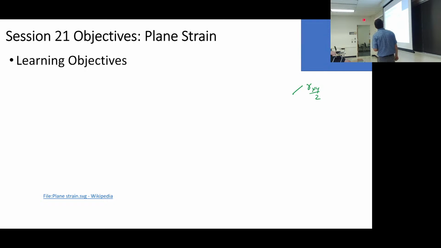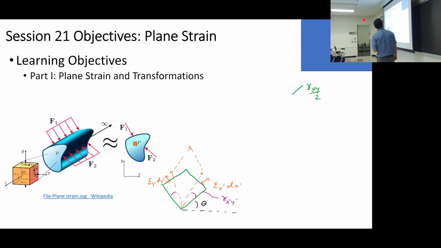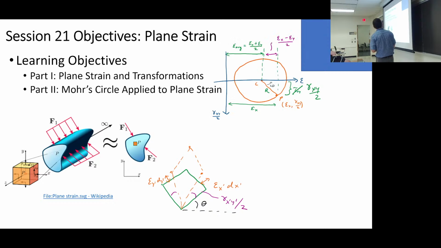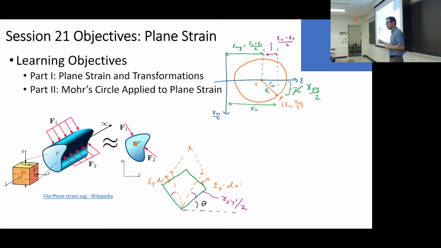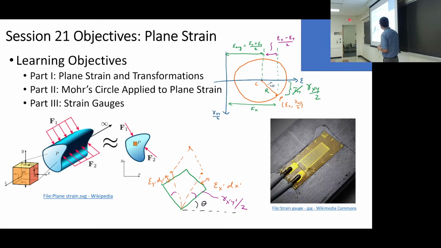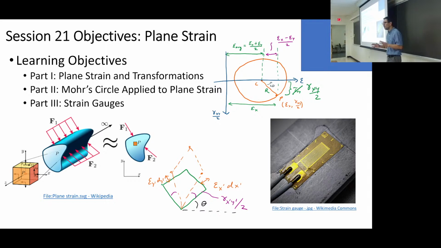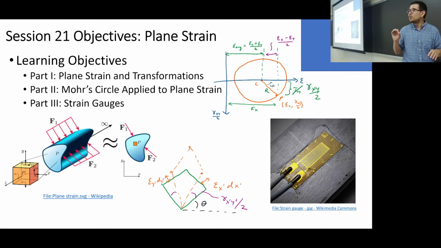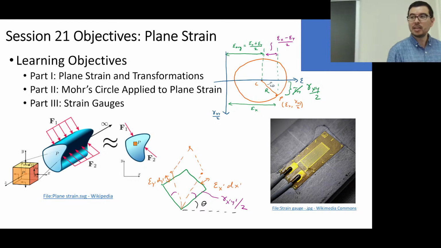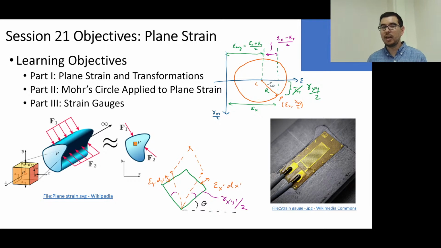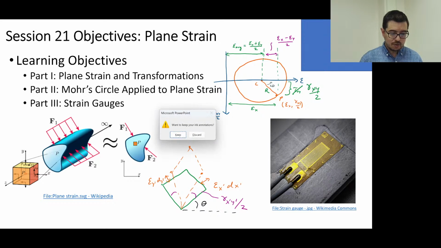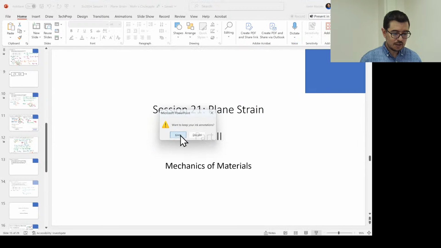So we've talked about plane strain, what it is. We've talked about Mohr's circle using plane strain, and we've done an example that's relevant to structures that uses strain gauges. Any questions? All right, excellent. Okay, you can take a stretch. I'm going to go ahead and get the next session up.